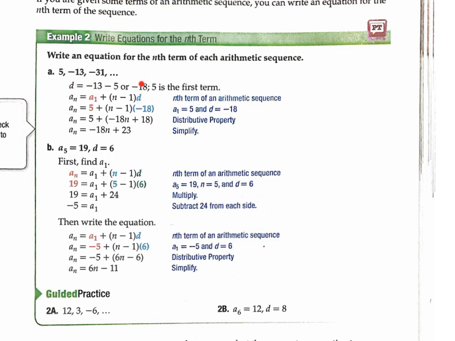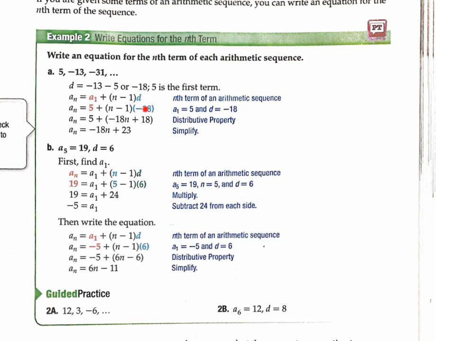So once you have that common difference, and you know your a sub n rule, that formula that we should have memorized, you're going to plug in your a sub 1 term right here. You're going to plug in your common difference d, which we said was negative 18 right here. And your first term is 5. That's why they plug in a 5.